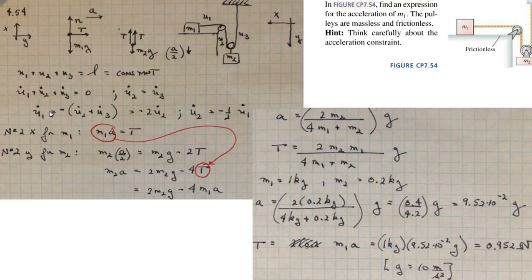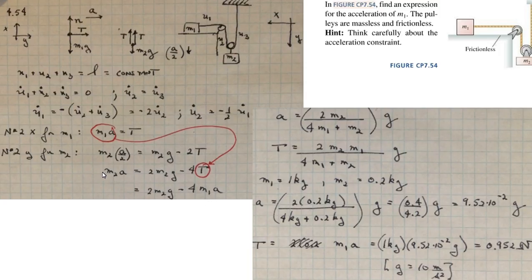So I can then write a Newton number 2 in the x direction for M1, which is M1A equals T. And I can write a Newton number 2 expression for M2. Please note the coordinate system I'm using here. Just for a little change, I'm pointing y down, and there isn't an x direction for M2, so the y direction down is the key thing to pay attention to. And with y pointing down, then I bookkeep the signs in accordance with that. M2 times A over 2, that was the result of the constraint equation argument, is equal to M2G minus 2T.